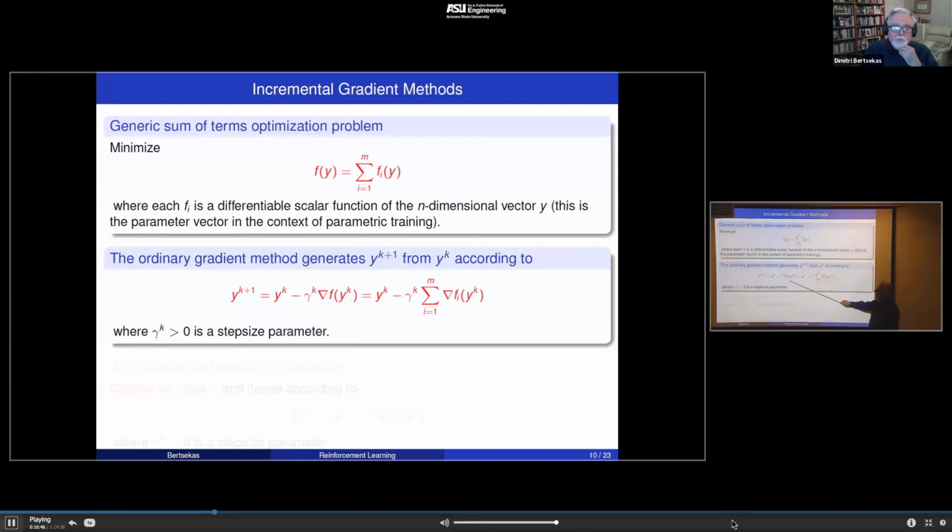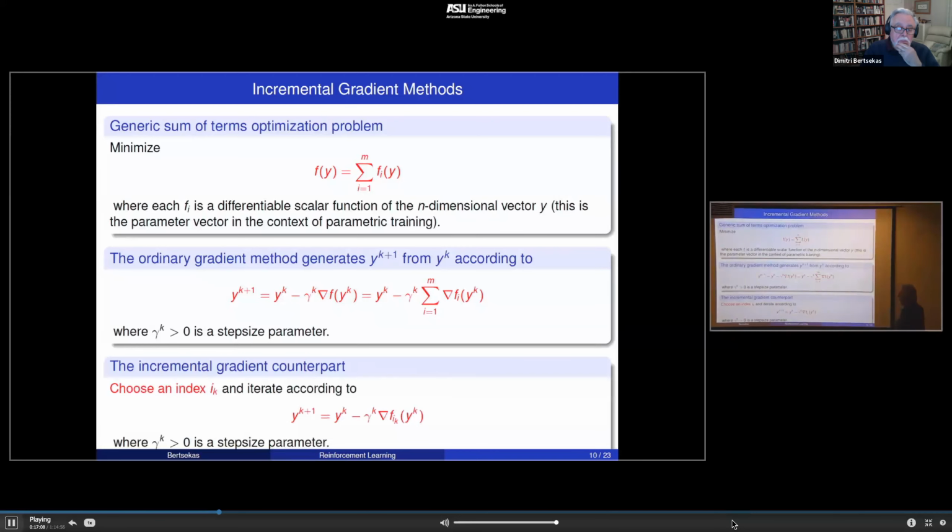Now, what is this gradient here? Well, it's the sum of the little gradients, the sum of the gradients of the components, right? The gradient of a sum equals the sum of the gradients. So we have here a very large number of components, and this is what makes the gradient method a little bit unwieldy in this context.